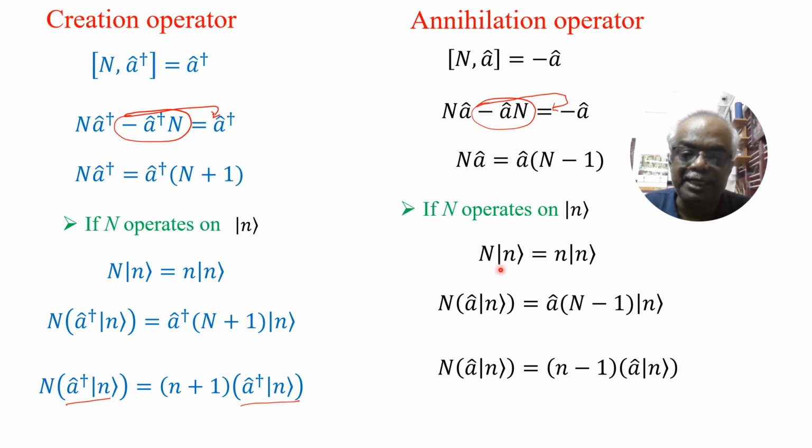Since |n⟩ is an eigenket of the number operator, a|n⟩ is also an eigenket of the number operator. Take the right-hand side here: this is a(n−1)|n⟩, because n a, according to this relation, is a(n−1). When n acts on the ket |n⟩, you will get the eigenvalue small n.